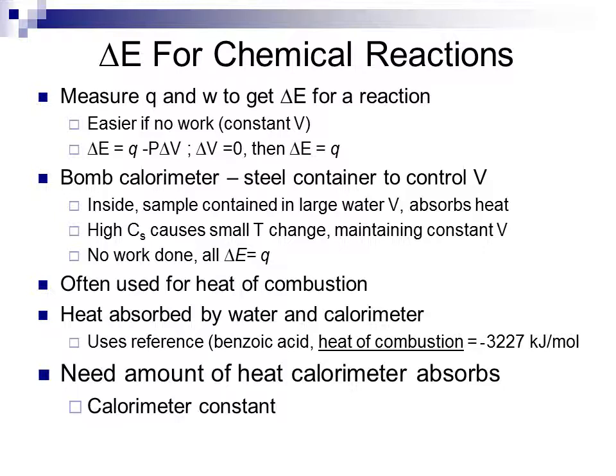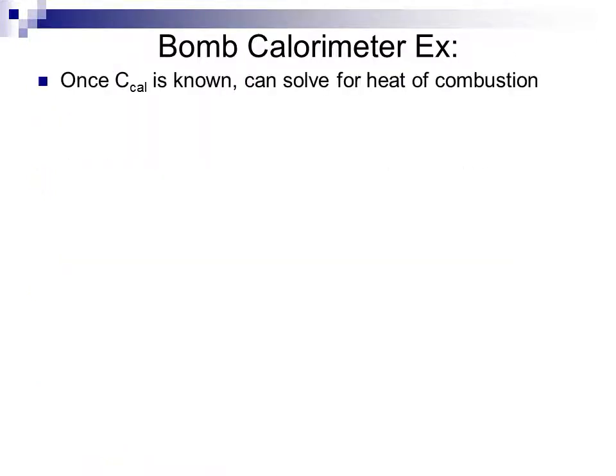We are able to calculate a calorimeter constant from this, where the heat of the calorimeter is equal to a calorimeter constant times the change in the temperature. The overall change in energy will be equal to the heat that the calorimeter absorbs plus the heat that the water absorbs. As an example, once we know the calorimeter constant, we can solve for the heat of combustion, where the heat of the water plus the heat of the calorimeter is equal to the negative heat of the reaction.